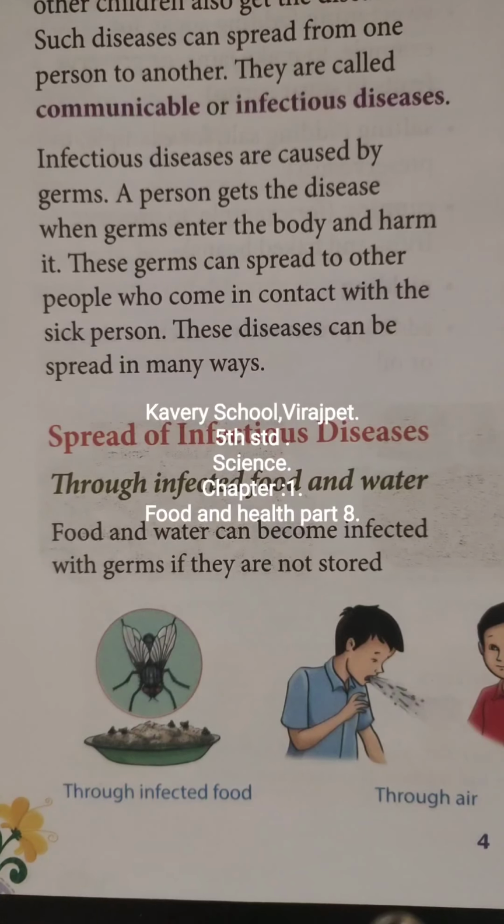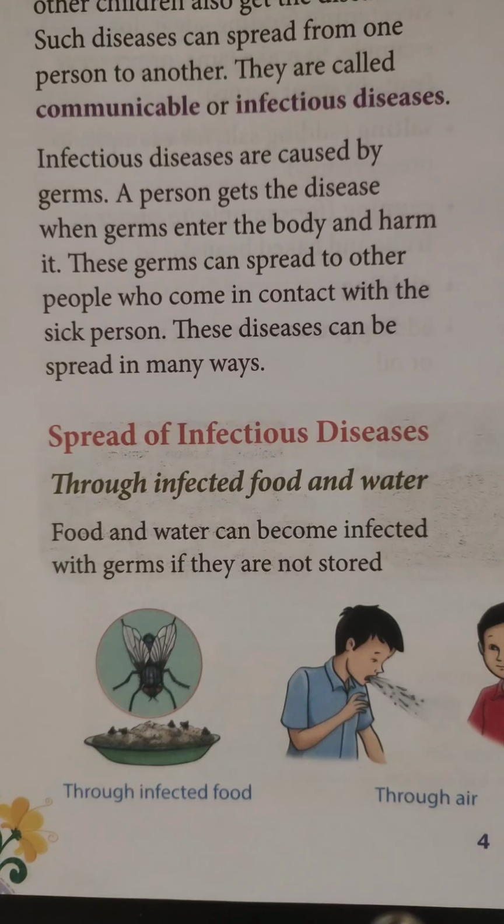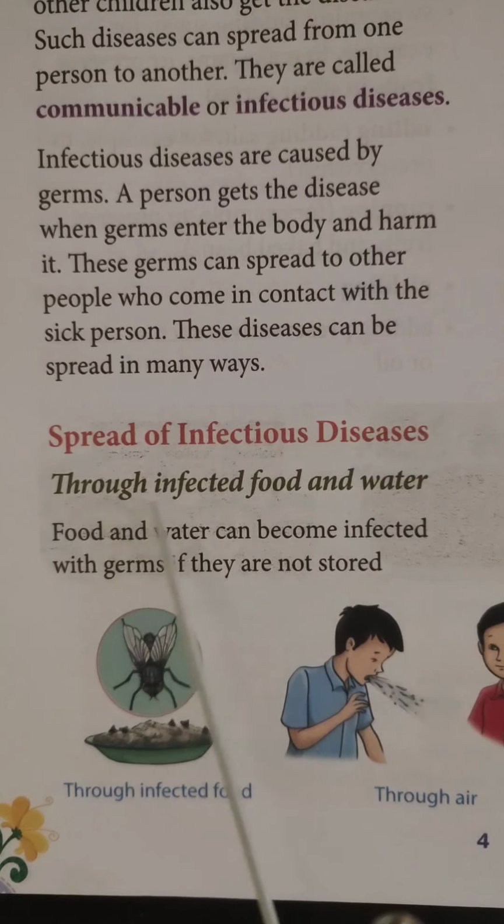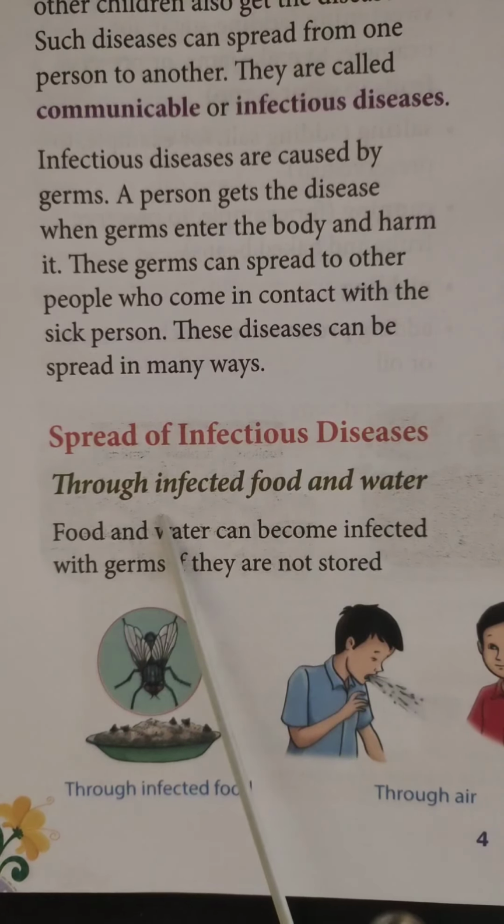We have studied about infectious diseases or communicable diseases, the diseases which spread from one person to another. Now we'll learn the different ways through which the infectious diseases spread. Spread of infectious diseases through infected food and water. This is the first method.